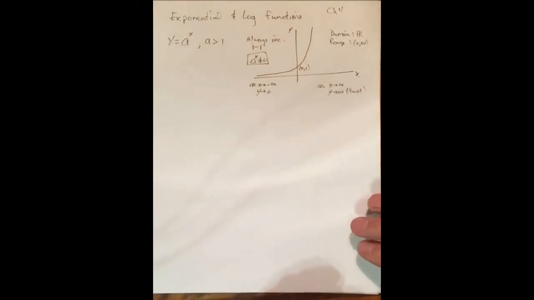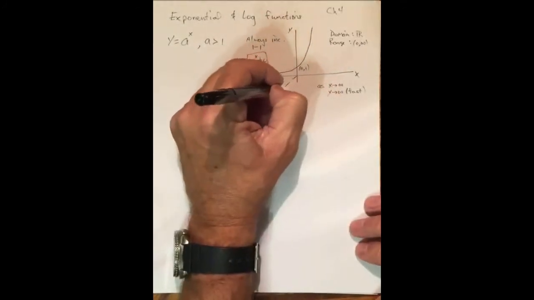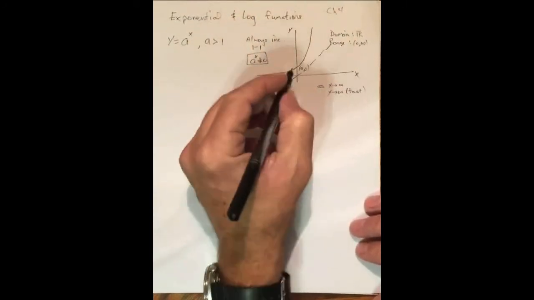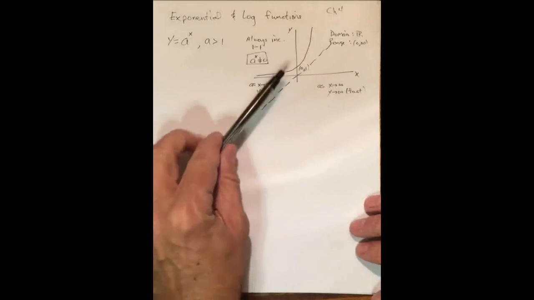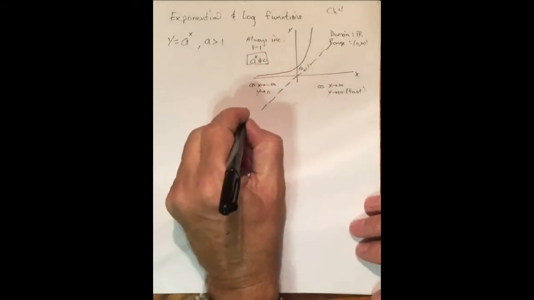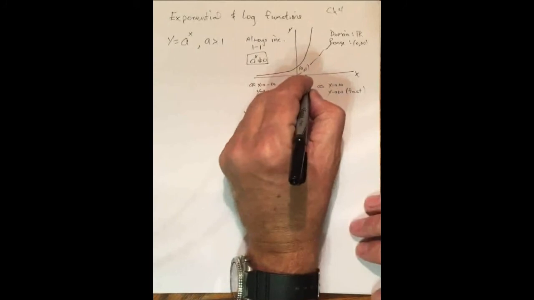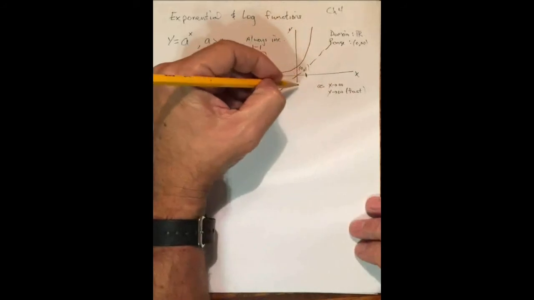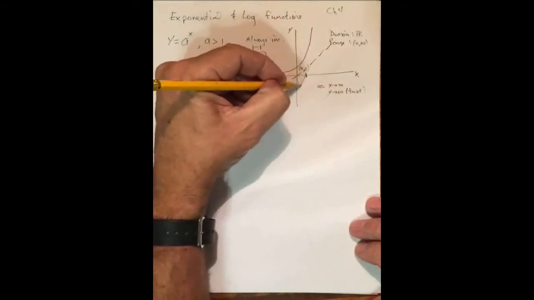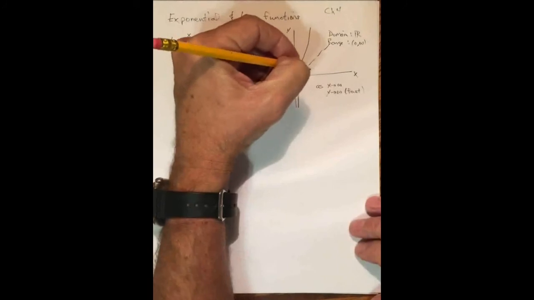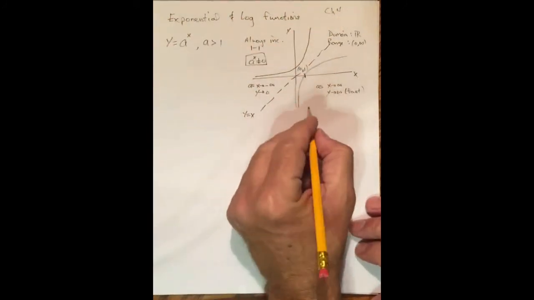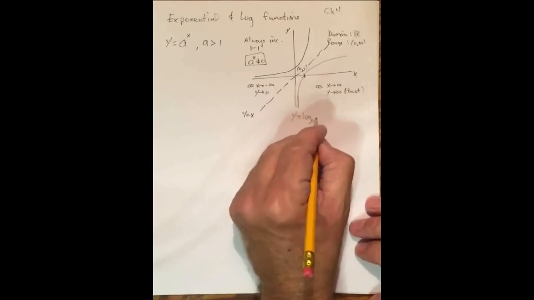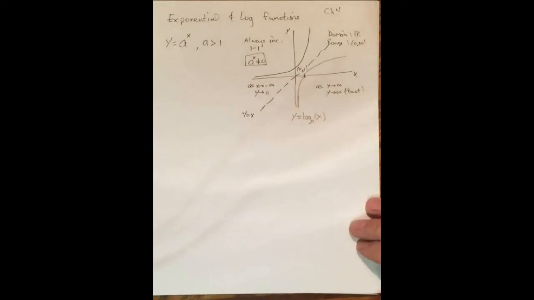Okay, now from this, if we look at the line y equals x, and if we were to fold the paper along the line y equals x, then we would get this curve here. And this is the graph of the inverse, which in our notation is y equals log base a of x.